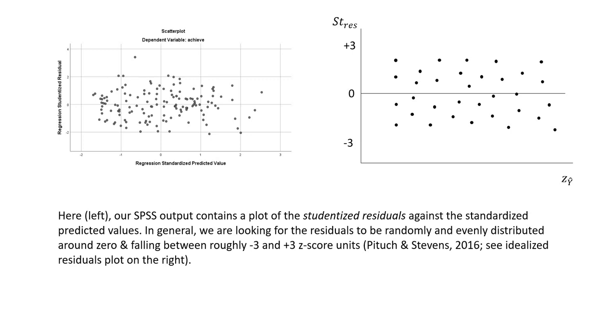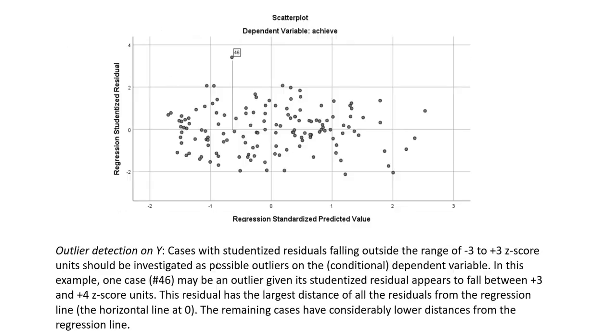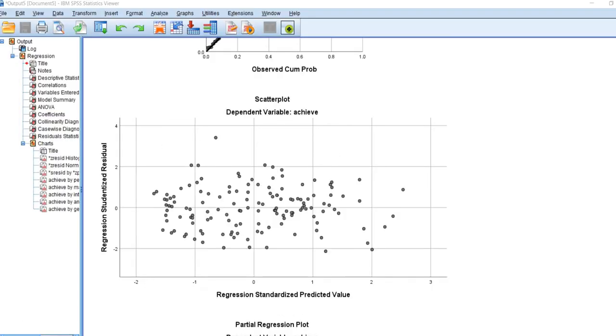Okay, so on the left we have our plot of studentized residuals against the standardized predicted values. In general, we're looking for residuals to be randomly and evenly distributed around 0 and falling between roughly -3 and +3 units. We can also use the scatter plot to identify potential outliers. Right here you can see that case number 46 looks like a potential outlier in the data.